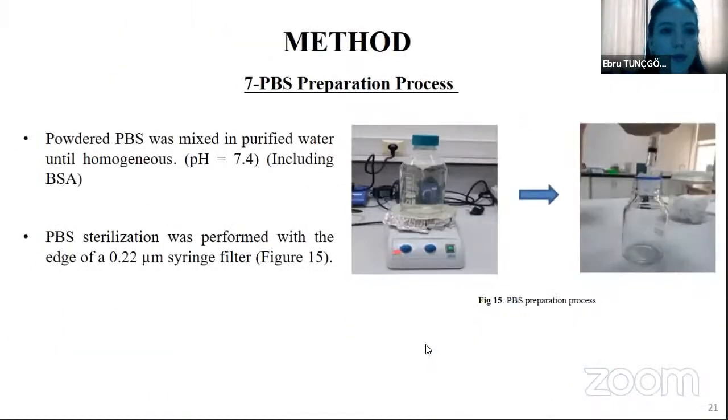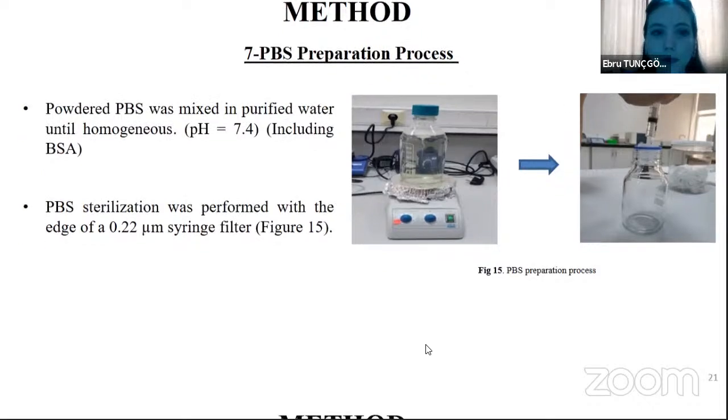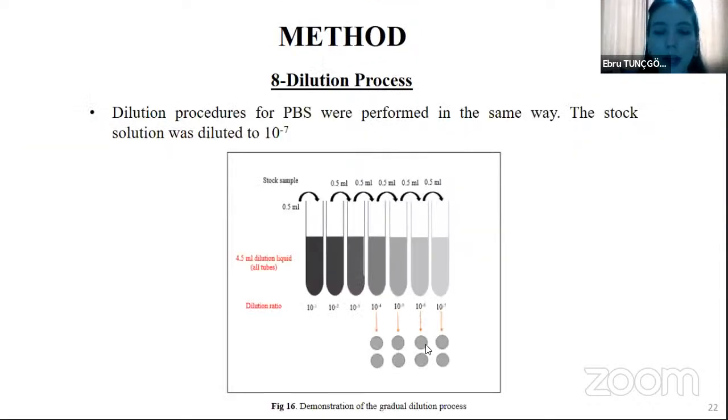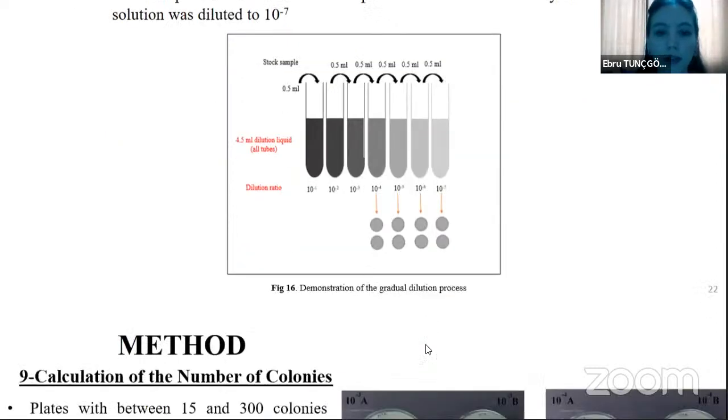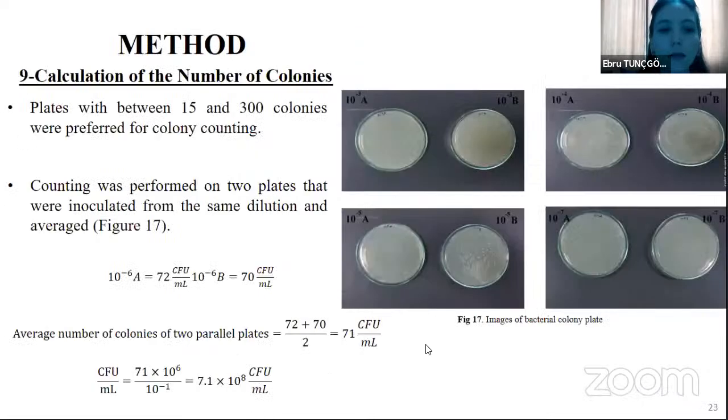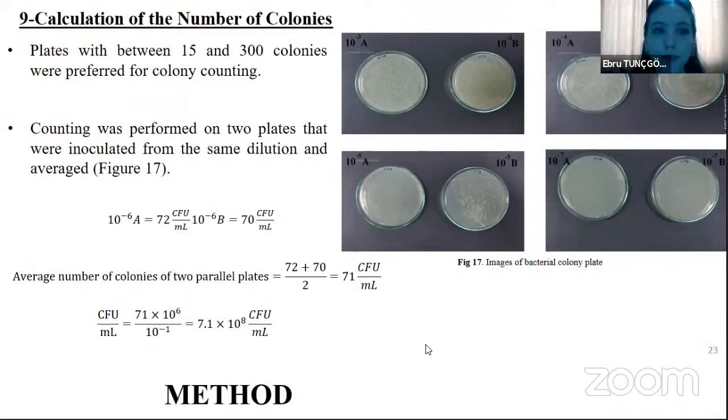In the PBS preparation process, powder PBS was mixed in purified water until homogeneous. PBS sterilization was performed with a syringe filter. Dilution procedures for PBS were performed in the same way. The stock solution was diluted to 10 to the power negative 8. We found that the stock solution concentration was 7.1 times 10 to the power 8 CFU per milliliter.